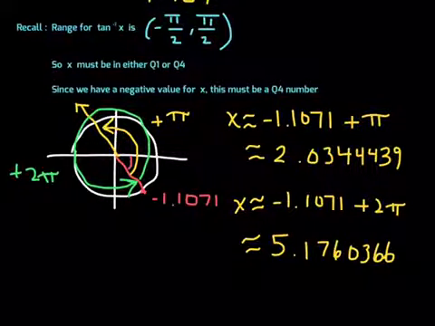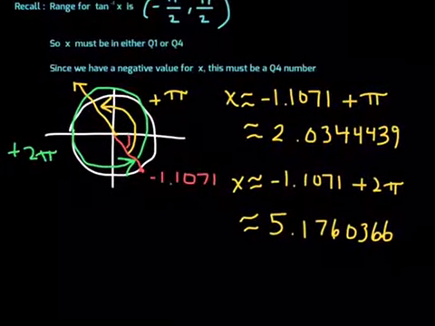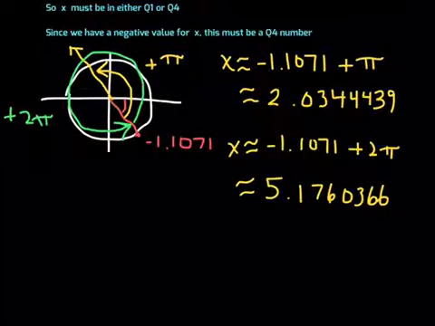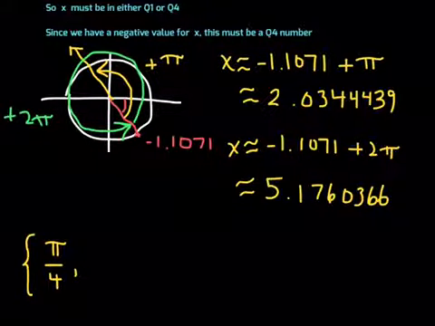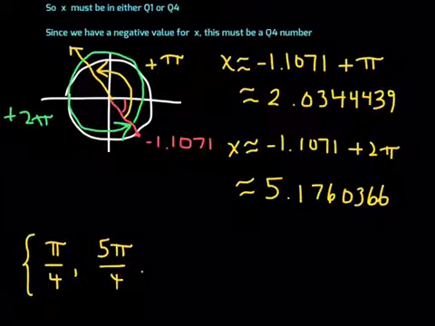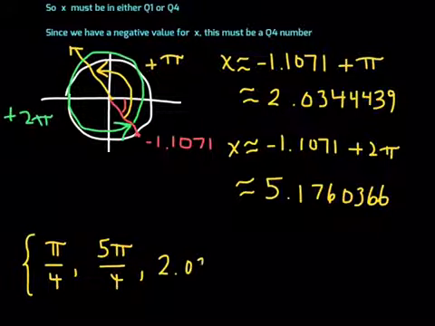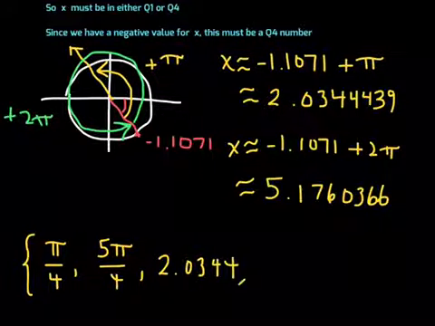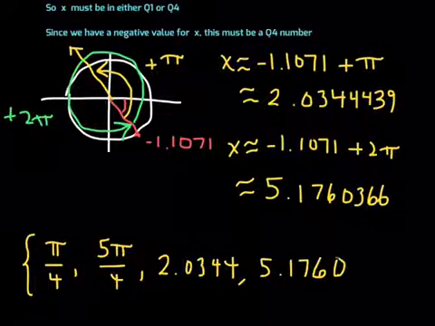Okay, everybody, that concludes this example. Let's write our final solutions in set notation, okay? All right, so set notation, remember that means braces, okay? So our one solution was pi over 4, that was exact, and the other one was 5 pi over 4. These are exact answers. Our approximations, now we're going to round a little bit, 2.0344 is one of them, and the other one is 5.1760. Let's cut it off right there.